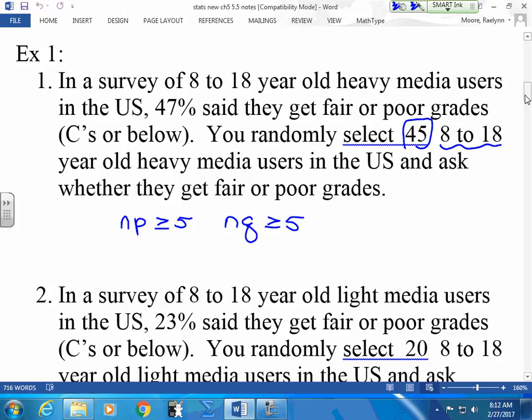We'll get to use them in a little bit, but all we want to do now is to see, can we use a normal distribution to approximate my binomial distribution?